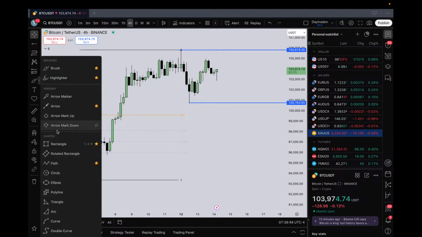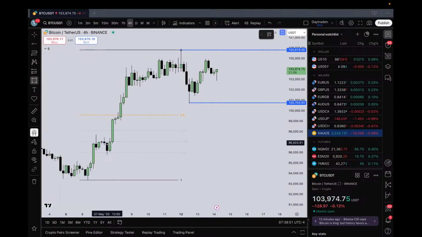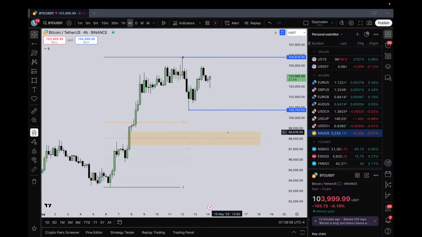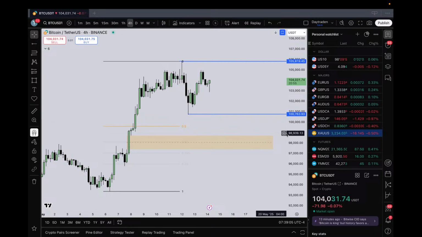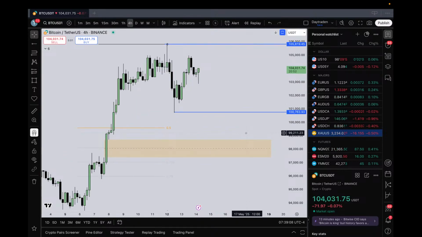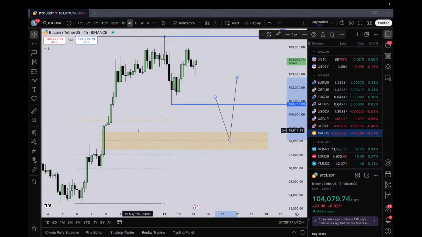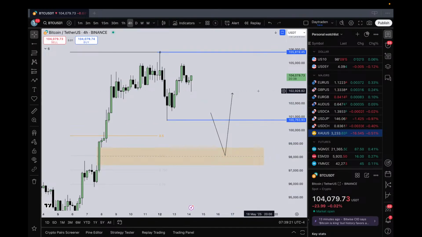Main area that's interesting: this 4-hour gap at 89.7k-ish. That actually looks quite good. So this is the area where you can look for buys. So let it take out Monday low into the discount of the daily range, into the 4-hour gap, and then you can look for buy setups.